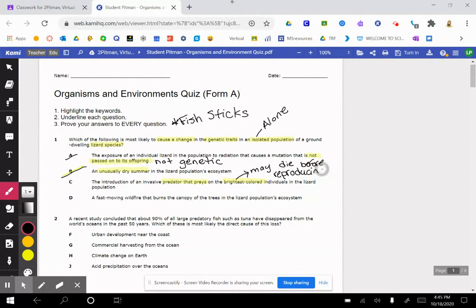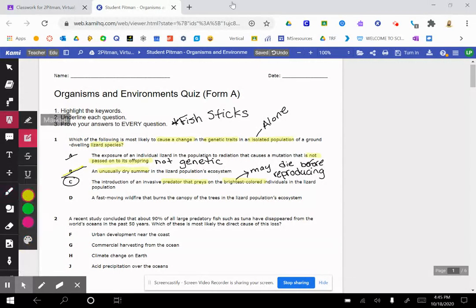And if they die before they're able to reproduce, then they are not able to pass on their genetic traits. So C is our correct answer here. But if you chose the last one, let's take a look at that.